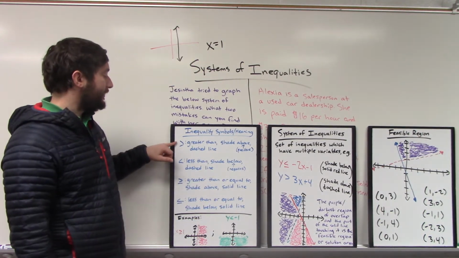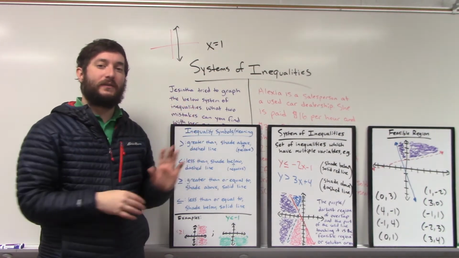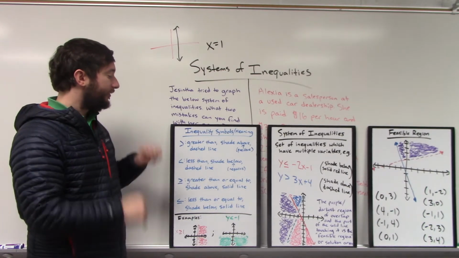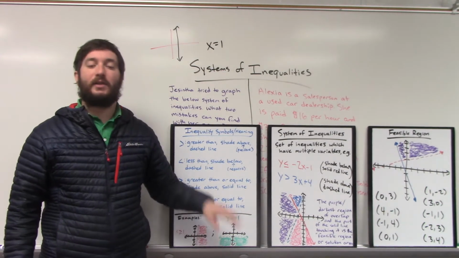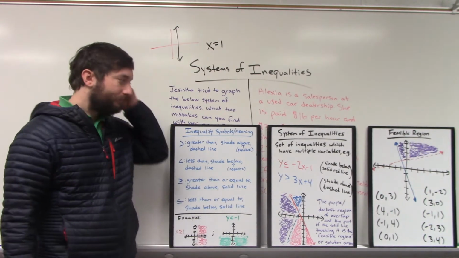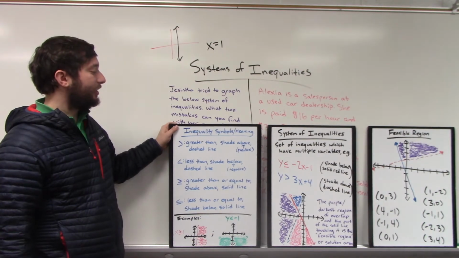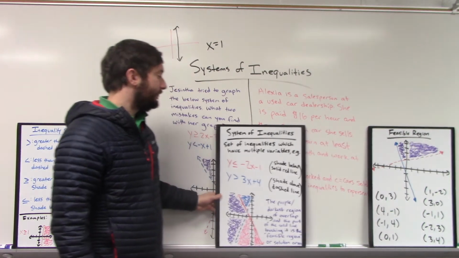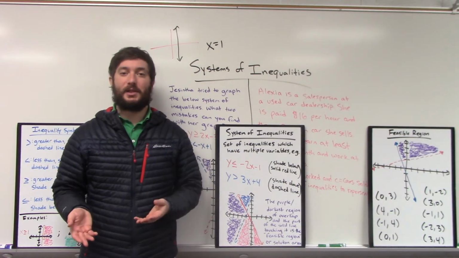And then if you have something that's greater than or equal to, shade towards positive numbers, or as we'll see in later examples, shade above. If you have a less than or equal to sign, you're going to shade towards negative numbers or shade below. Okay. So we're going to keep that in mind as we start to look at systems of inequalities. So this is two or more inequalities that we're graphing at the same time.